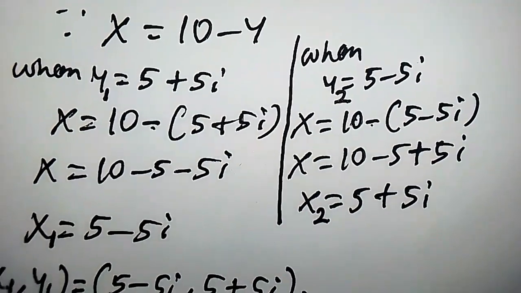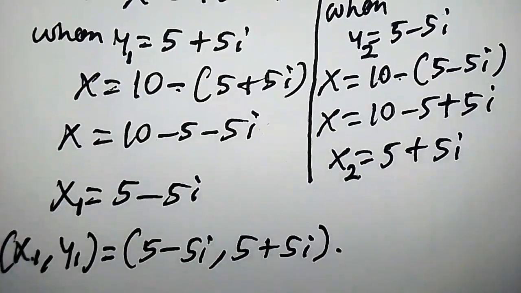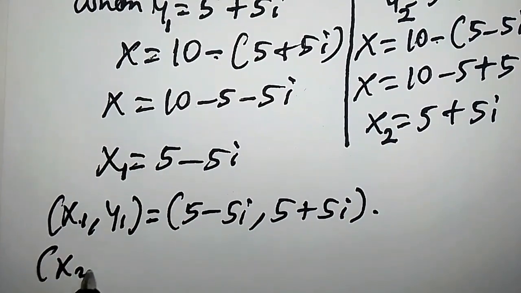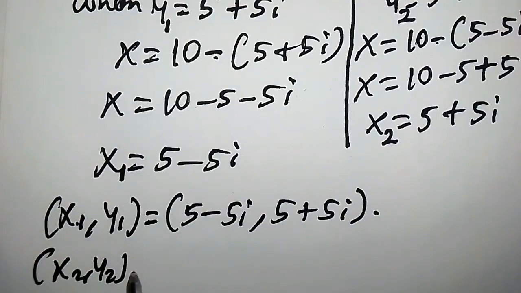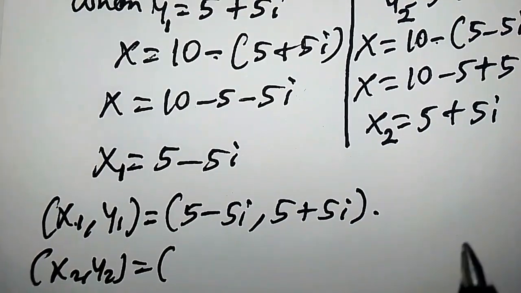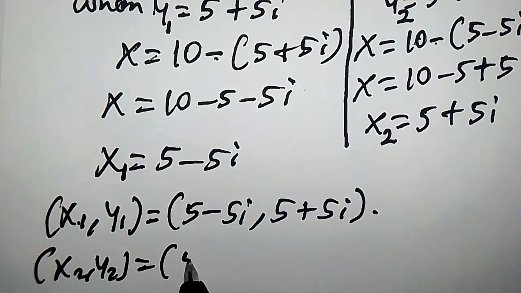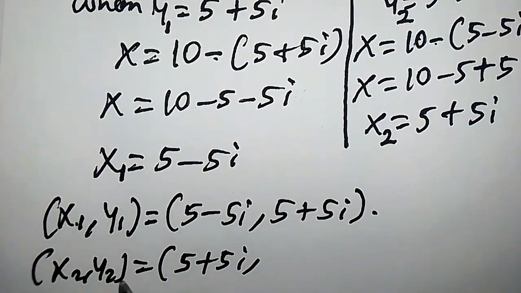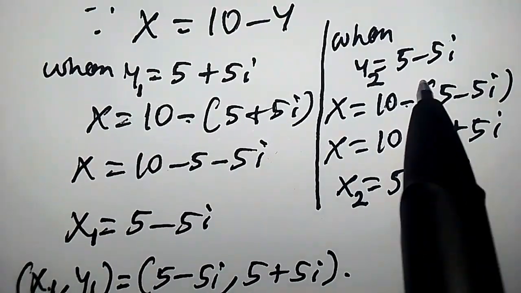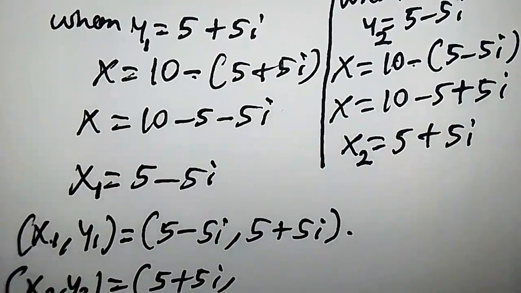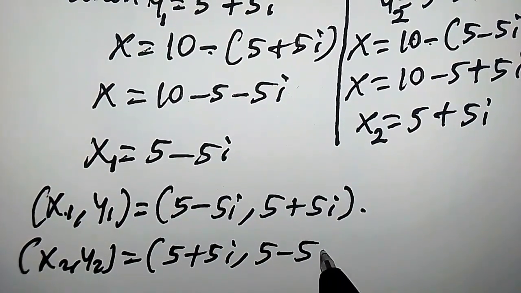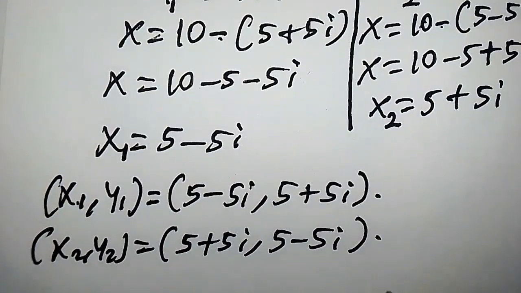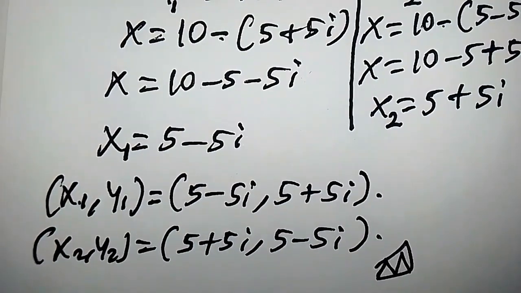This means that the second solution for this algebra problem is x2 comma y2 equal to: x2 is 5 plus 5i, comma, and y2 is 5 minus 5i. These are the required solutions for this algebra problem.